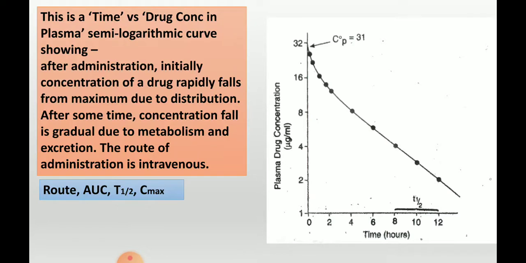So this is the repetition of the previous one. Again, I am repeating the same thing. This is the time versus plasma concentration curve of the drug, a semi-logarithmic curve showing that after administration, the initial concentration of the drug rapidly falls from maximum due to distribution, and after some time the concentration falls gradually due to metabolism and excretion. So this part is elimination. The route of administration is obviously intravenous because it is achieving the maximum level at the very beginning. So the route, the AUC, the T half, the C max, all can be determined from this curve.